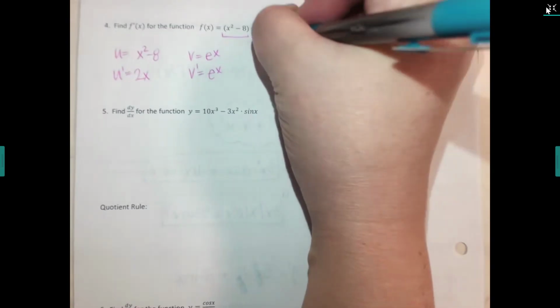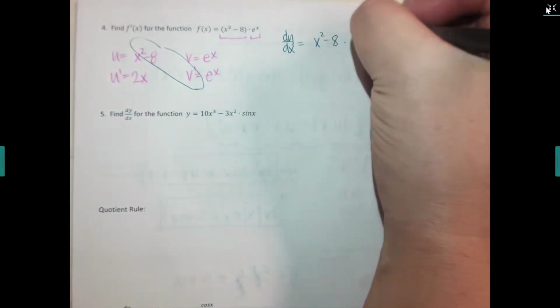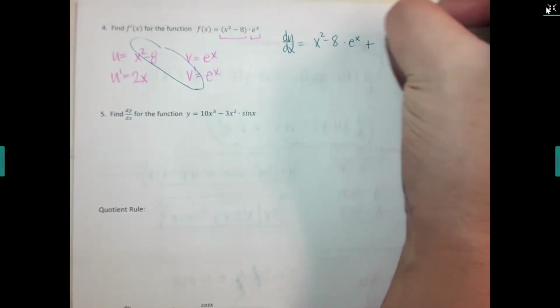I'm going to call it dy dx again. But remember, that's just another way of saying derivative. And then the order doesn't matter as long as you put both of them. So I'm going to put this one first. X squared minus 8 times e to the x plus 2x e to the x.